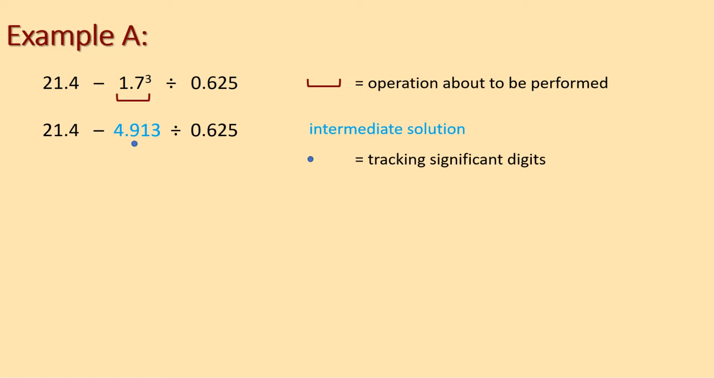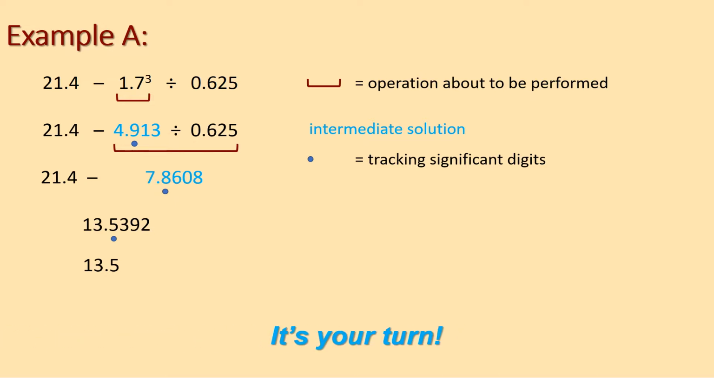Now we're ready to perform another operation, and the next portion that I will work is going to be this division. And the equation will reappear with the new intermediate solution of that operation in blue, and it will also have a blue dot noting the last digit of the significant figures for this solution. Now there's only one operation left to perform. I'm not going to put a bracket at this point, and it's just worked with the significant figures being noted with that blue dot. And we're going to have to do a rounding, and with that our final solution gets revealed. All right, so now it's your turn.